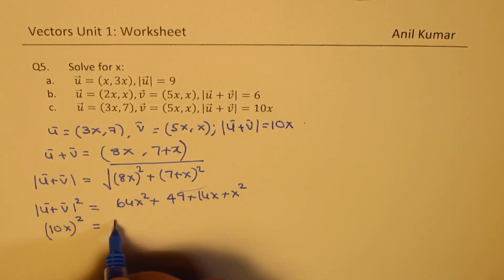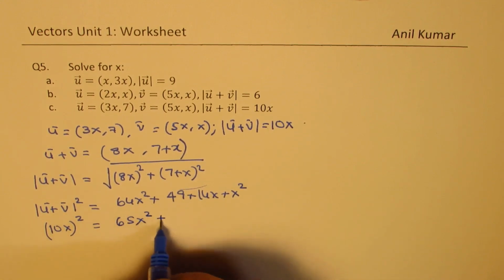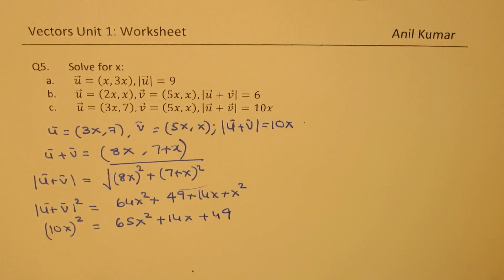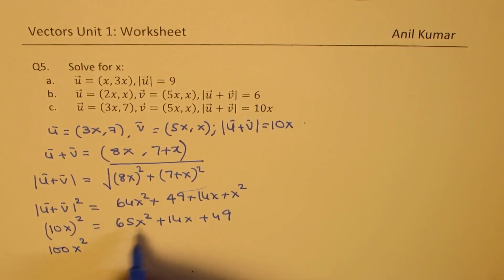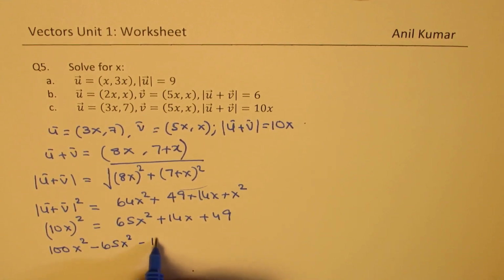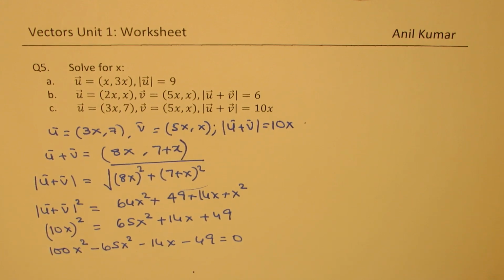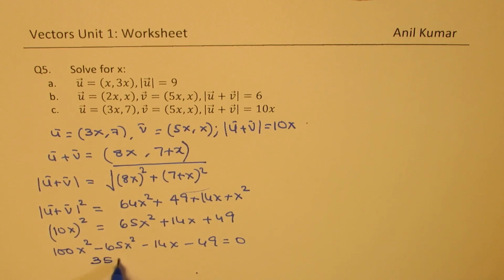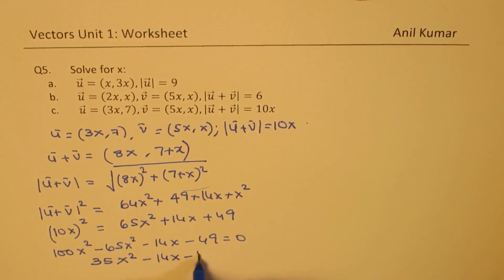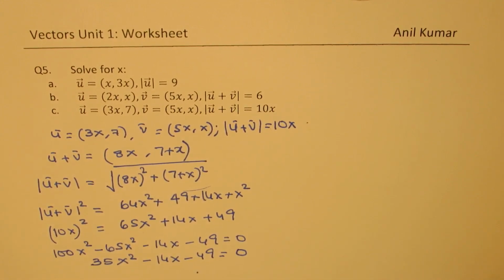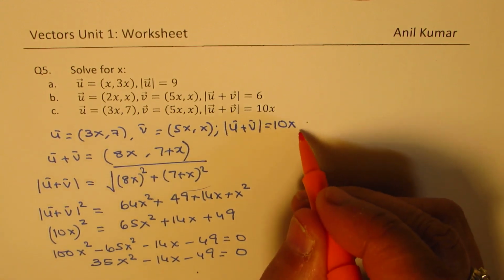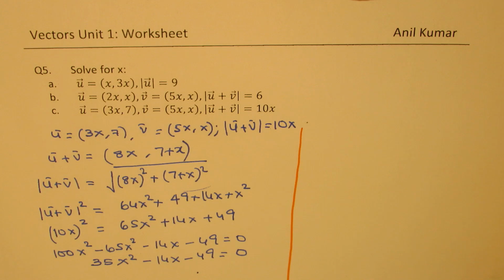So 64 plus 1 is 65x squared, and we have 14x plus 49. Here we have 100x squared, right? Let's take away 65x squared. Let's take away 14x and 49. It gives us a quadratic equation, correct? So we may have to use the calculator now to solve this question. So we get 35x squared minus 14x minus 49 equal to 0. Now you can use the quadratic formula to find the solution, or you could use sum and product. But anyway, we'll use the quadratic formula.